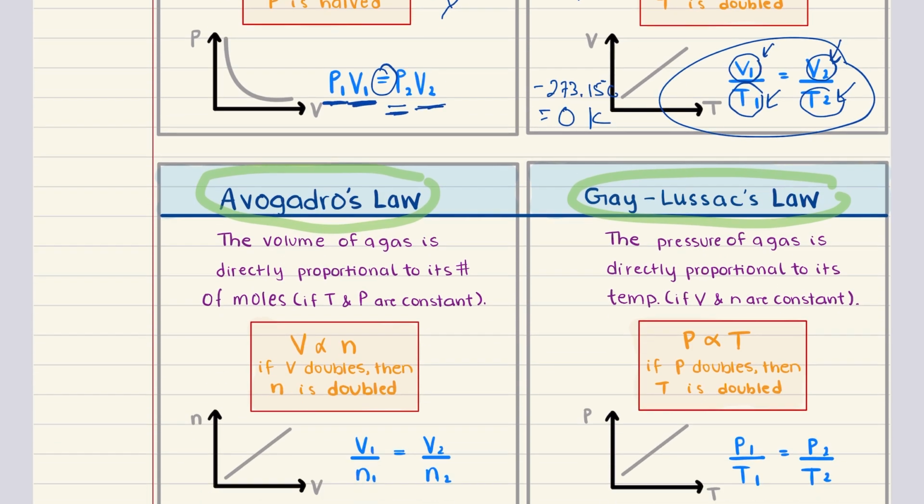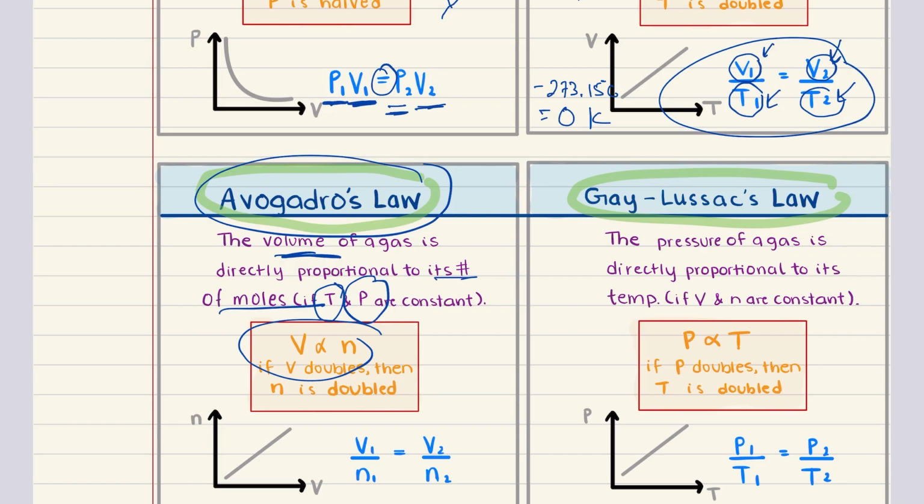Now let's move on to Avogadro's law. Avogadro's law explains the relationship between the volume of a gas and the number of moles while keeping temperature and pressure constant. This law tells us that the more gas particles we add, the larger the volume becomes. In other words, volume is directly proportional to the number of moles of gas.